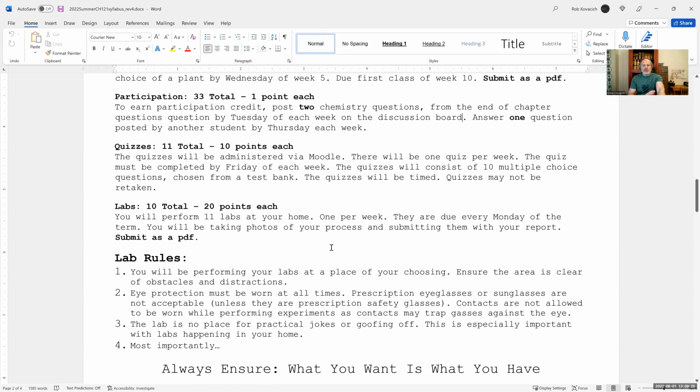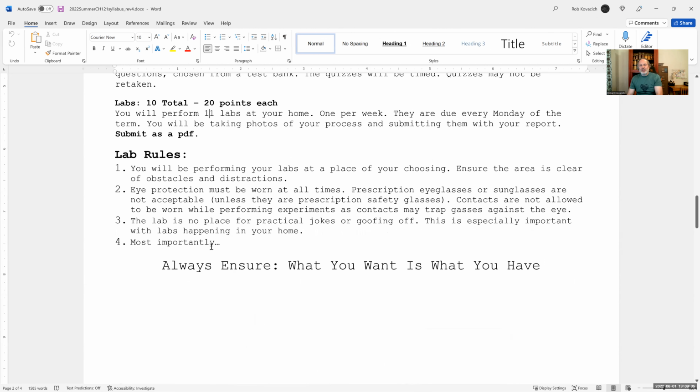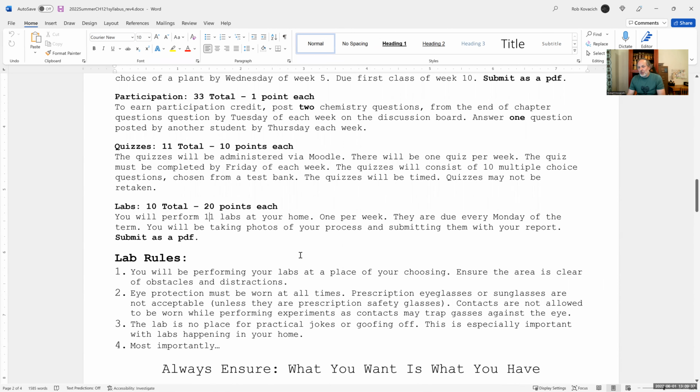The labs are 20 points each. There'll be 10 of them. I don't know why it says 11. Is it 11? I think it's, well, I'm going to have to check the calendar here. I'm going to end up having to change this, so no big deal. They're going to be due every Monday, and you're going to need to be taking photographs of the process and submitting that with your report. And again, this needs to be submitted as PDF.